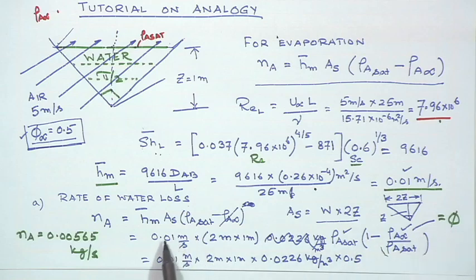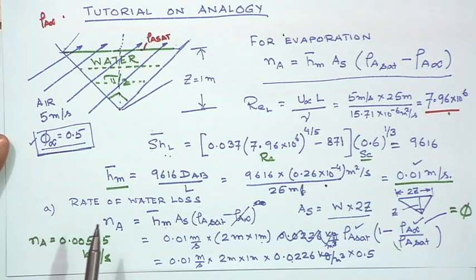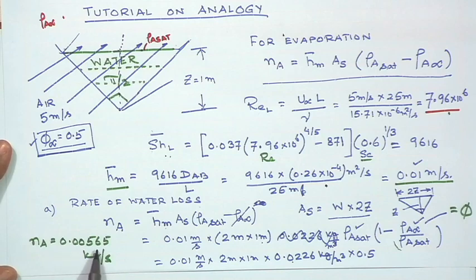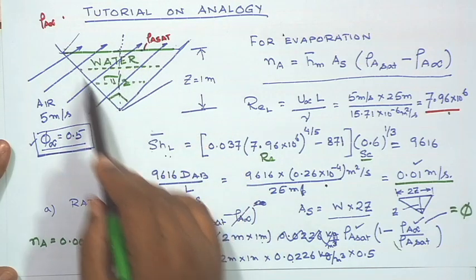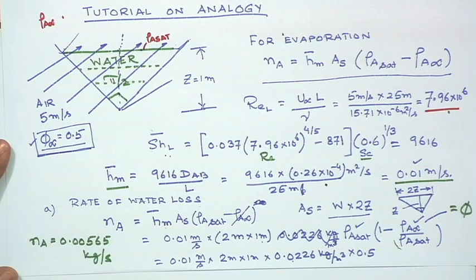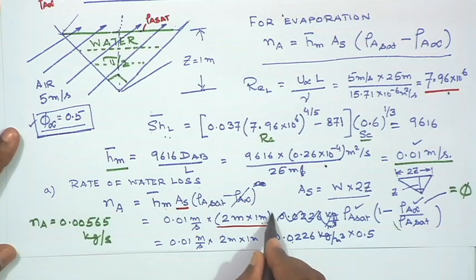So, you plug in the values of Hm, the As, the rho a sat, and the given value of the relative humidity, and what you get is the amount of evaporation of the water from the reservoir as a function of time. So, this is in kg per second, the rate of water loss from the reservoir. But if you look carefully, what we have in this is As. So, we have an As in here.